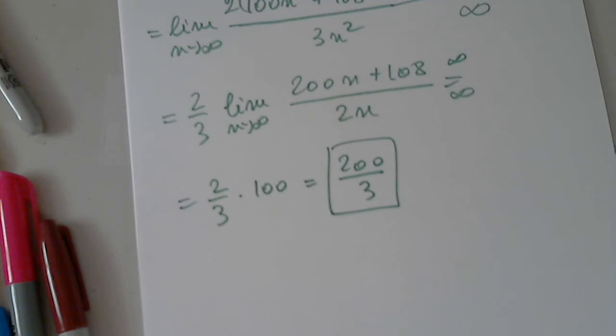And this is the technique we need to use when we want to determine the limit of the Riemann sum to determine the exact area under a graph. Any questions?